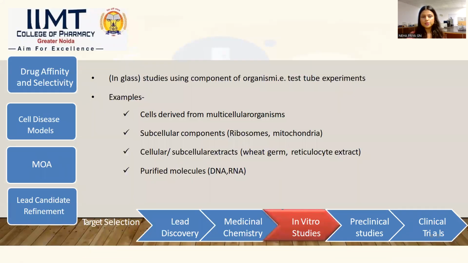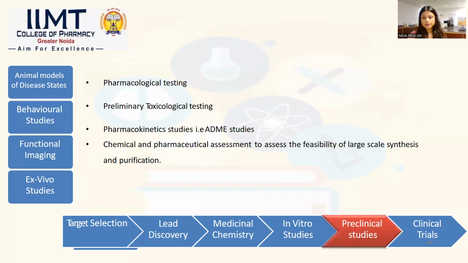Moving on with our in vitro studies. In in vitro studies, we get to know about the drug affinity and selectivity, cell disease models, MOA, and lead candidate refinement. These need to be understood. The ranges and the parameters need to be taken care of in our in vitro studies.